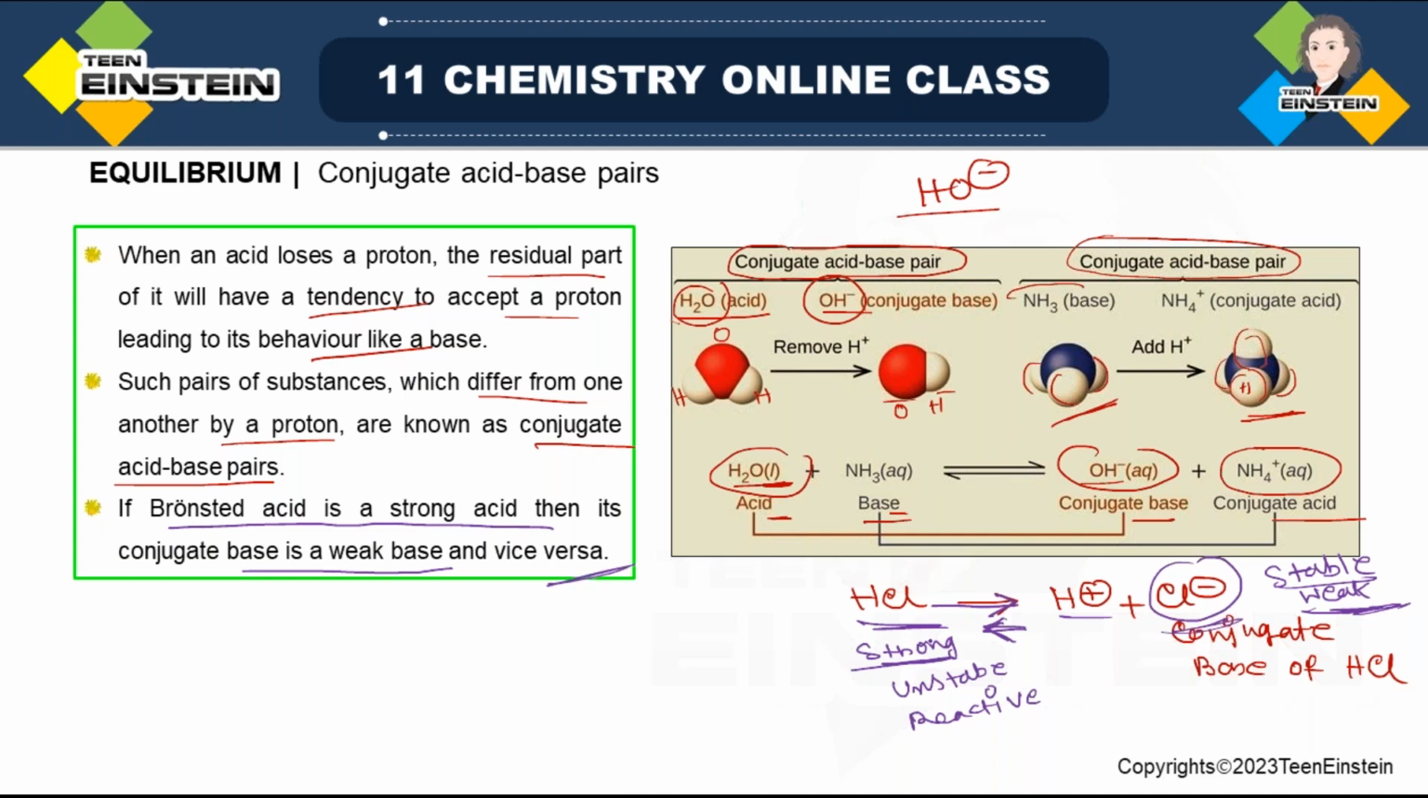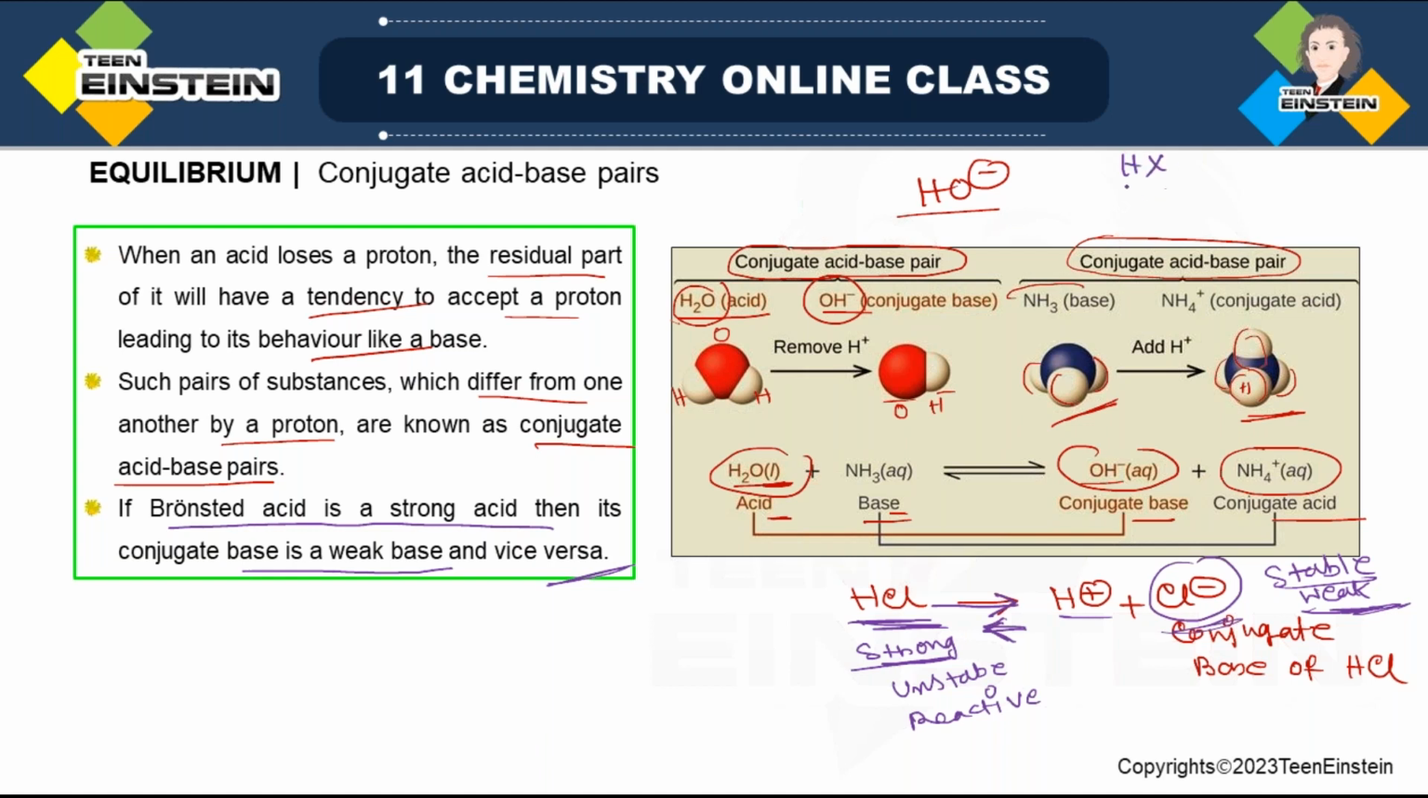If suppose the acid is not so strong, the conjugate base in that case will be unstable, it will be very reactive, that means it will be very strong. All these mean the same thing, whether you are saying it in terms of stability, in terms of weak or strong, or in terms of reactive or non-reactive, everything is basically the same. So vice versa, right?